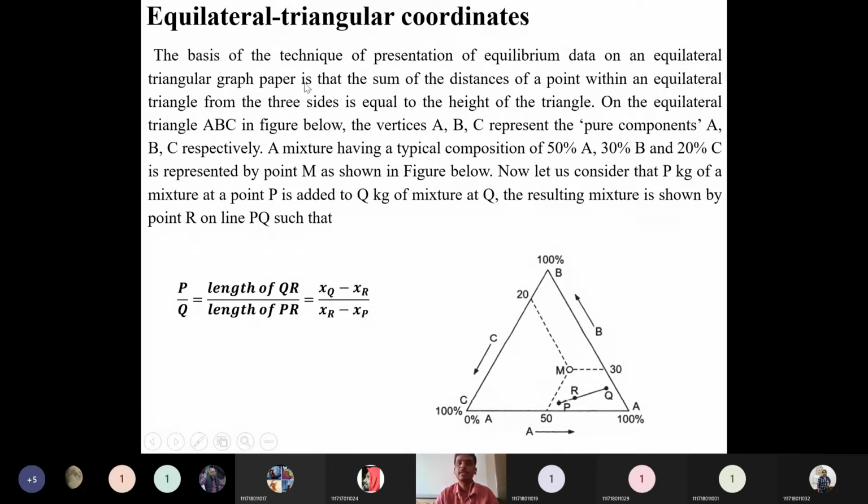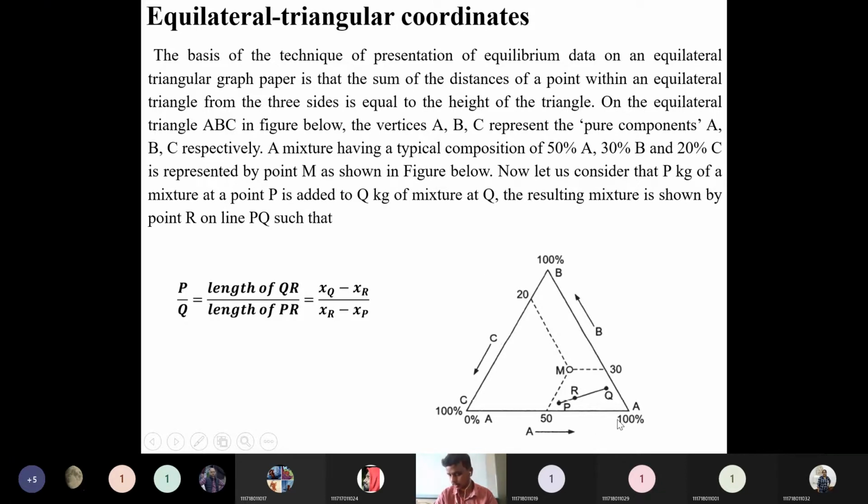That's the same one. The basis of the technique of presentation of equilibrium data on equilateral triangular graph paper is that the sum of the distances of a point within an equilateral triangle from the three sides is equal to the height of the triangle. This is called Viviani's theorem. On the equilateral triangle ABC as shown in this figure, the vertices A, B, C represent the pure components A, B, C.